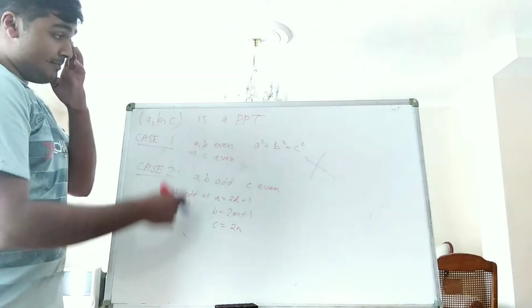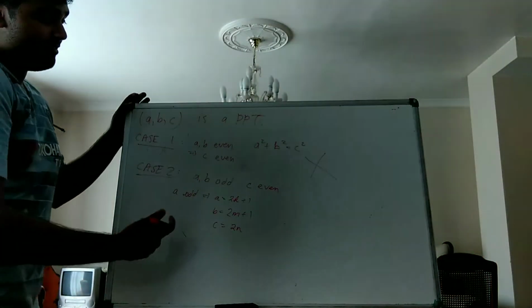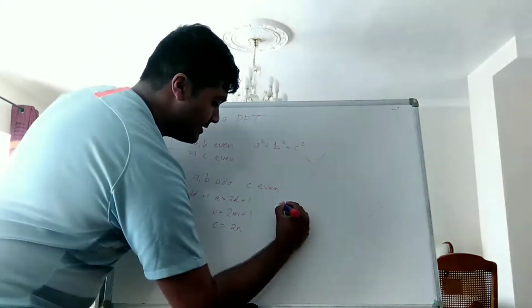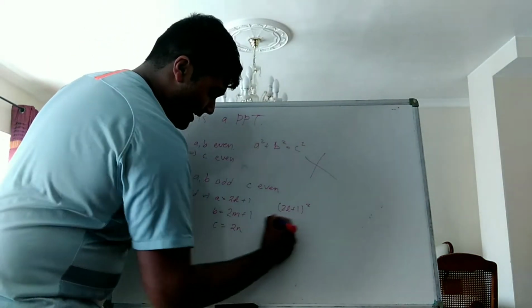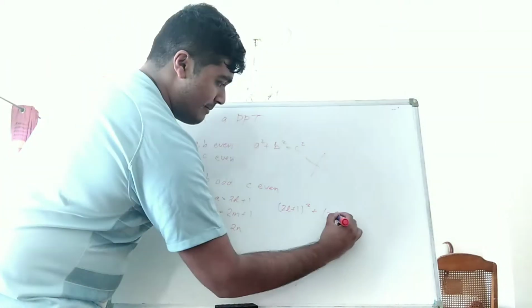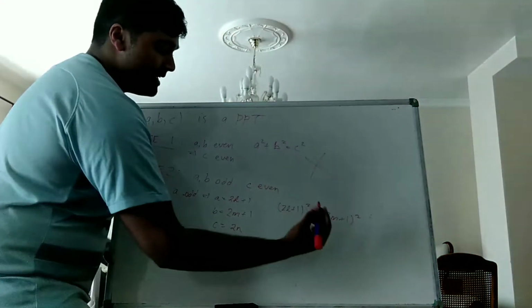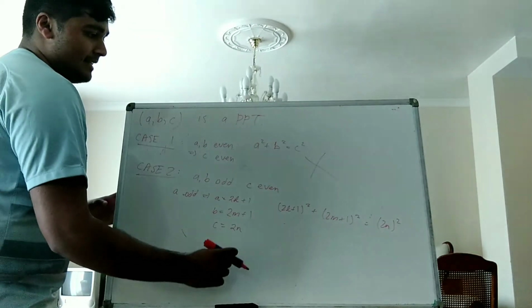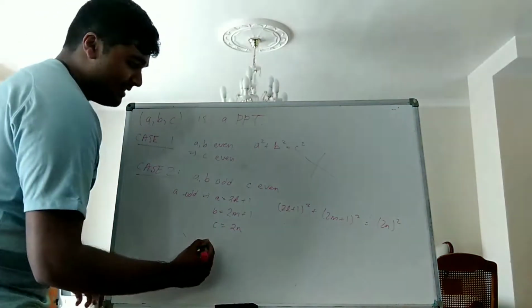Okay, so then putting this back into Pythagoras' theorem, a squared plus b squared equals c squared, we get a squared, which is (2l plus 1) squared, plus b squared, which is (2m plus 1) squared, and that equals c squared, which is (2n) all squared. Now, let me expand this.